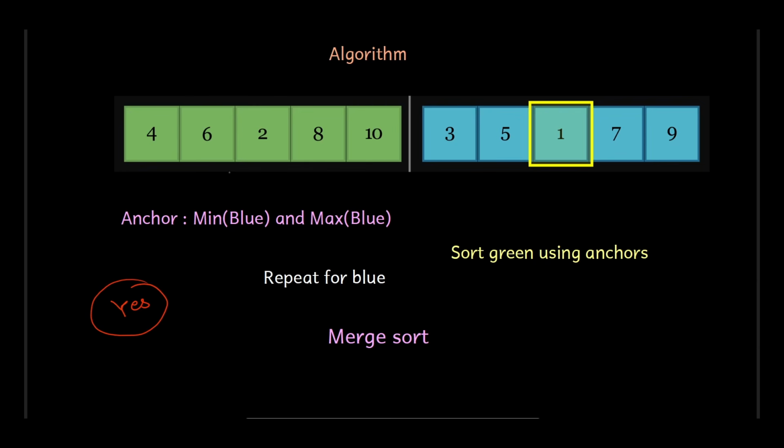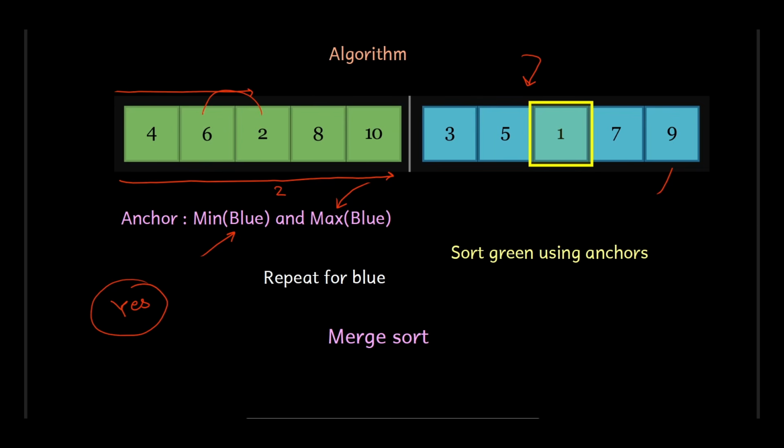So how do you do this? You find all the green elements, and you find all the blue elements, and you find the minimum element in the blue section, which will be the candidate for the anchor, and the maximum element in the blue section, which will also be a candidate for the anchor. And then you iterate through all the green elements from left to right, and as soon as you see an element that is smaller than its left neighbor, because you are processing from left to right, you keep on swapping.